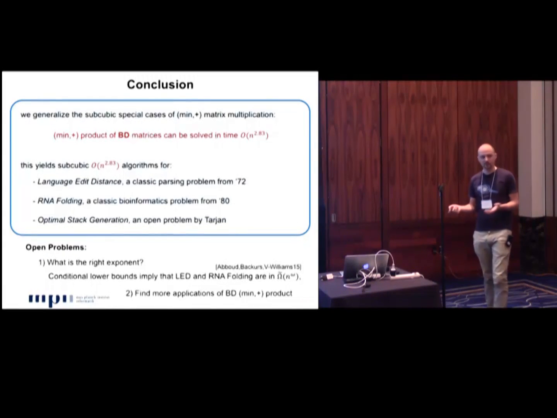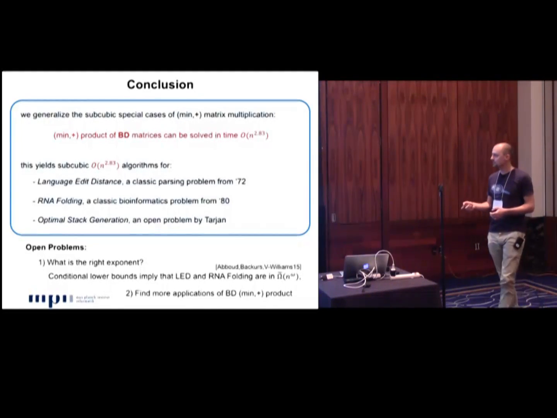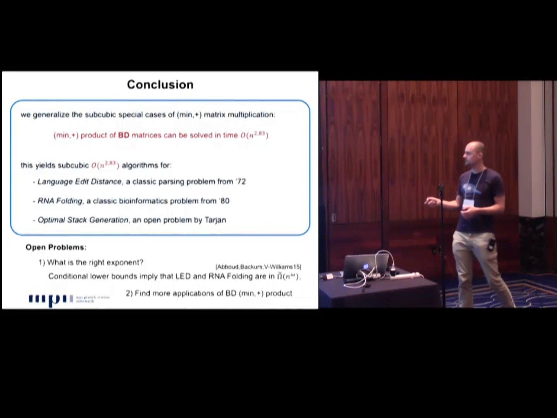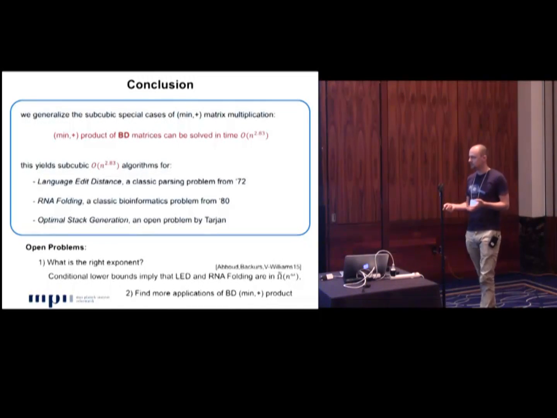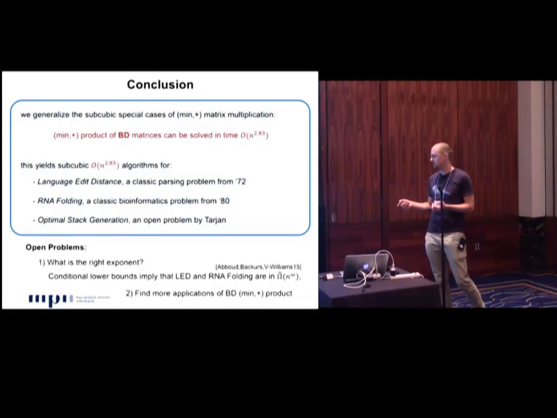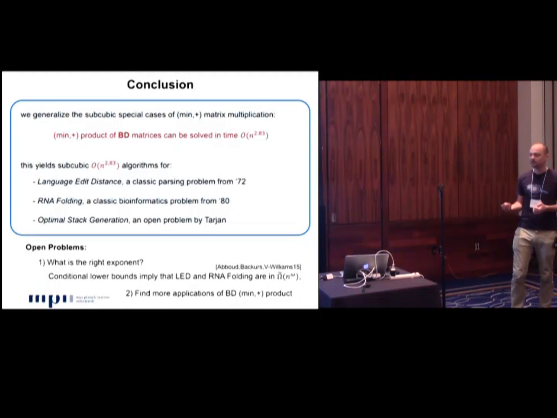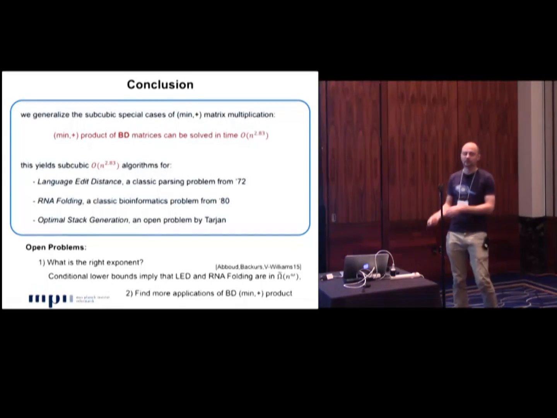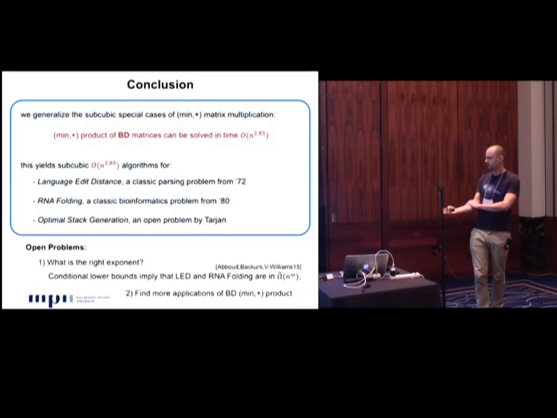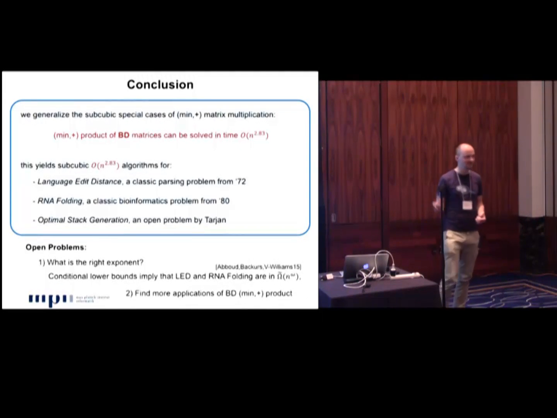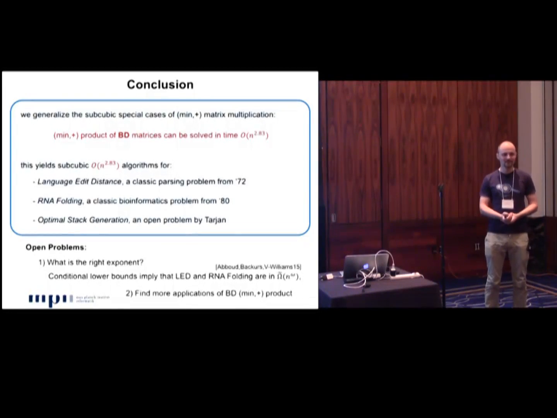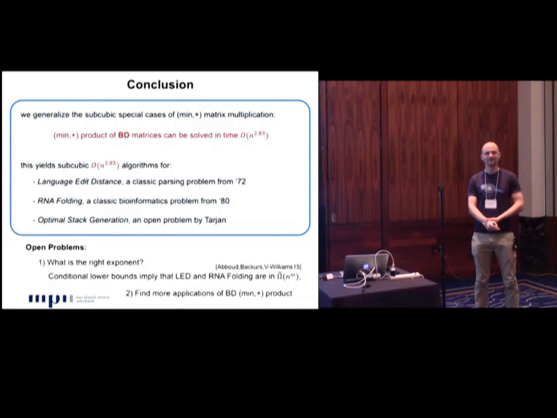Now, we don't know yet what is the right exponent. We're quite certain that our result is not the right exponent because it's very weird. It's known that even for these applications, language edit distance and RNA folding, there are conditional lower bounds that show that they take at least n to the omega time, so the exponent should be at least omega. But the upper bound is this strange 2.83, and what is the right answer is the first open problem. And then we think that there should be many more applications of this nice result. So thank you for your attention.